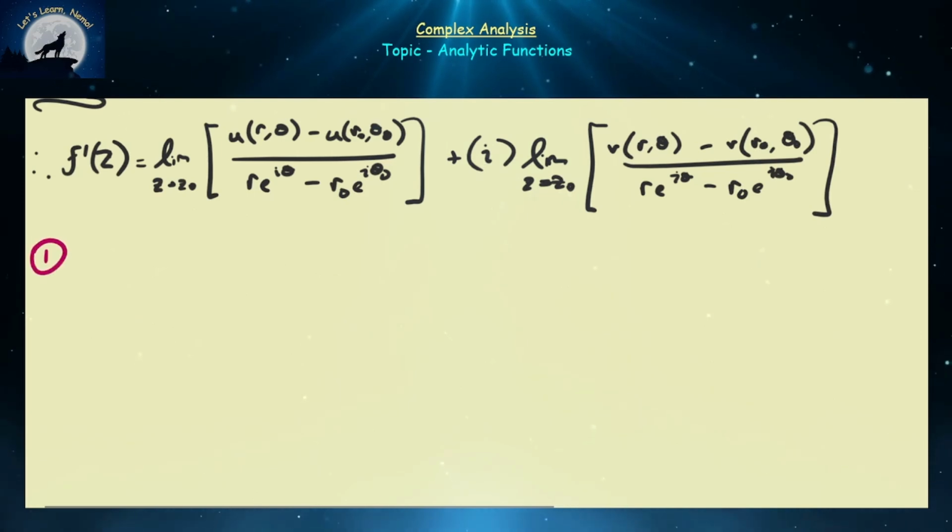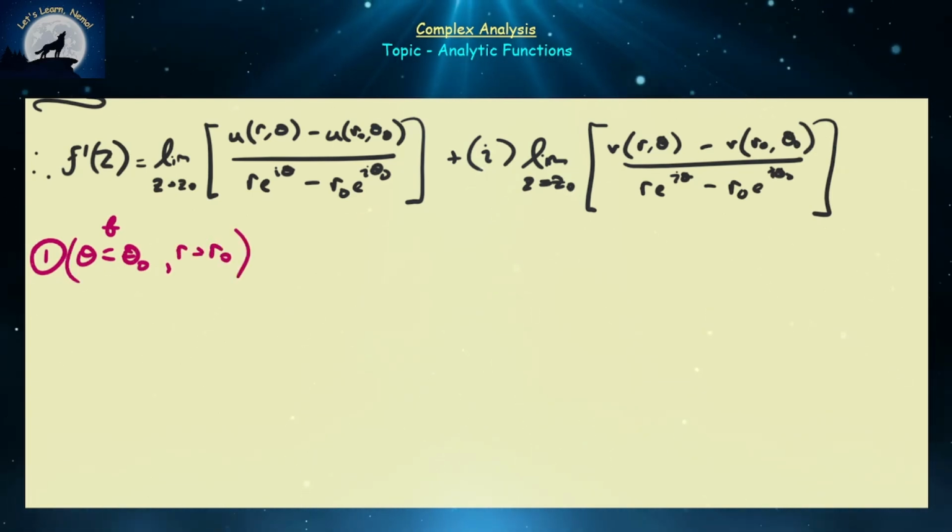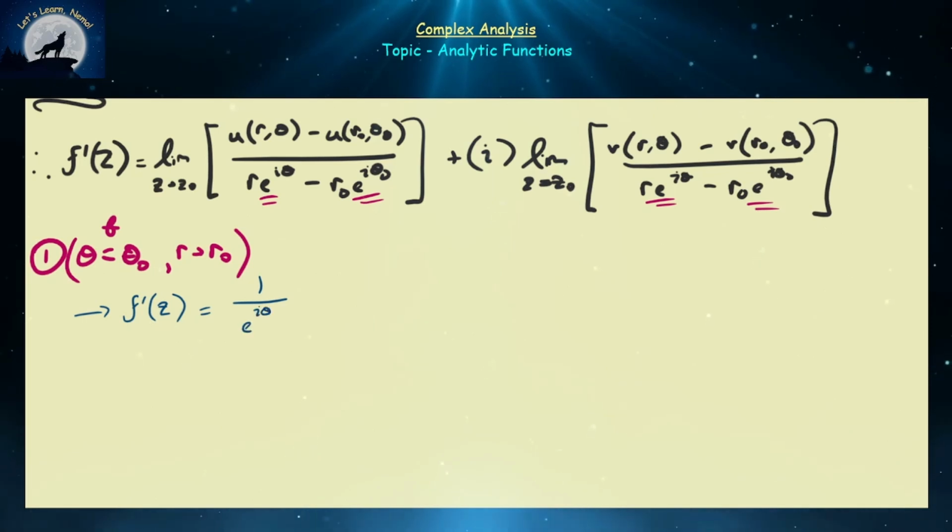So our first approach is theta is going to be theta naught, and that's going to be fixed. And then r is going to approach r naught. So theta and theta naught will be the same. That means this e to the i theta and that e to the i theta naught will both be e to the i theta naught, and that can factor out, and you're going to see the same exact thing on the right-hand side as well. So once you perform that substitution, you're going to find that f prime of z will be equal to 1 over e to the i theta naught multiplied by, and then you're just going to have a derivative with respect to r.